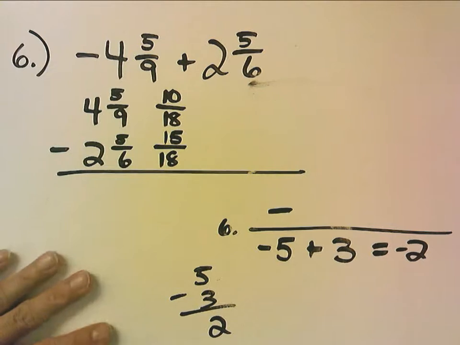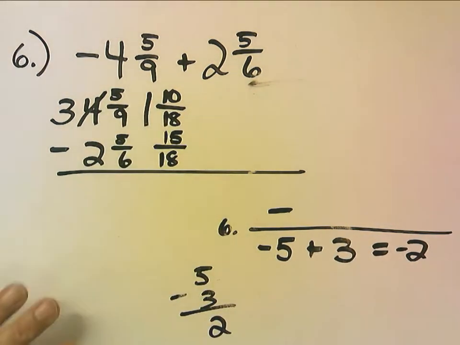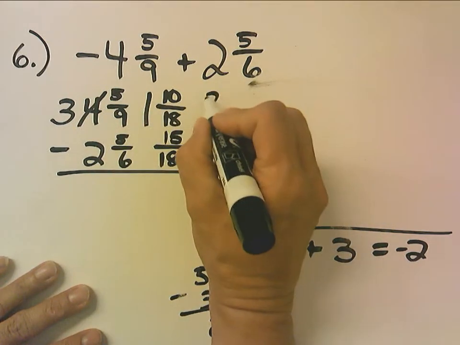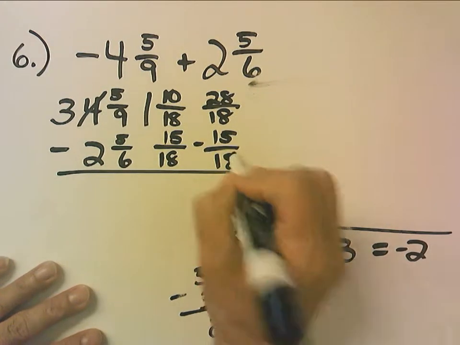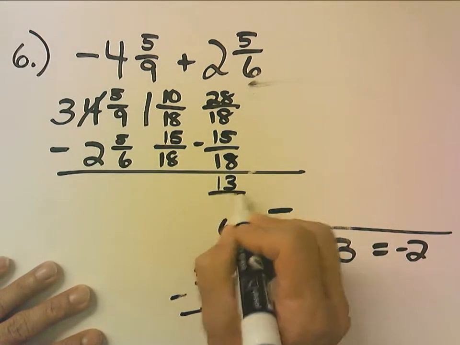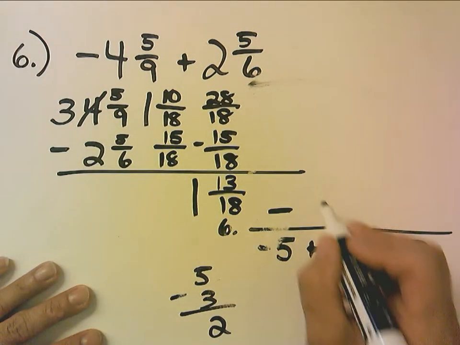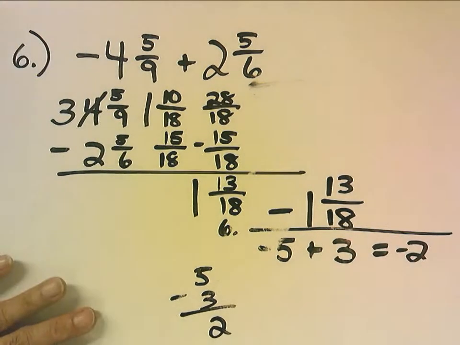So now I'm going to borrow from the 4. Well, that makes this number 1 and 10/18. I'm going to turn this into an improper fraction, and it becomes 28/18 minus 15/18, and that's 13/18. 3 minus 2 is 1. So it's negative 1 and 13/18, which is very close to negative 2. Okay?